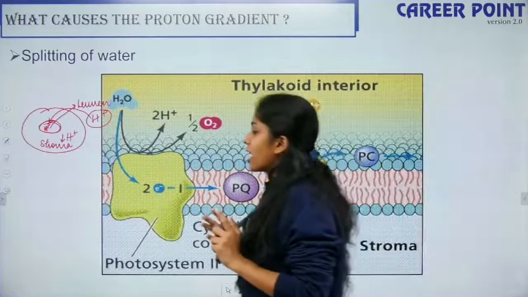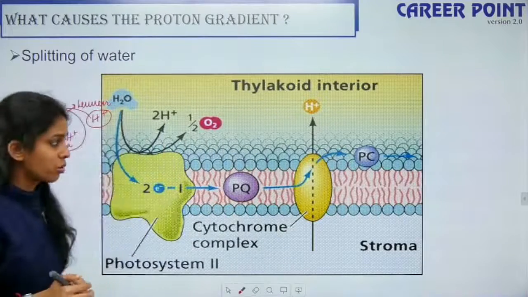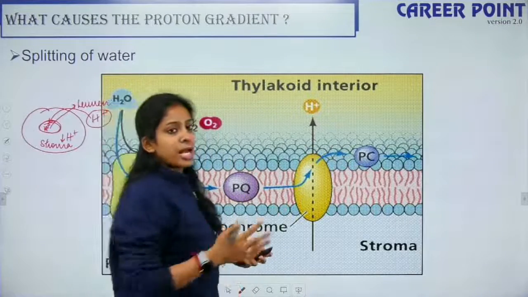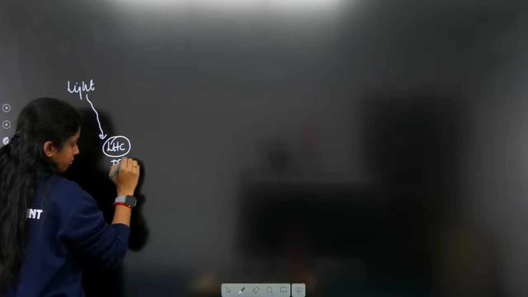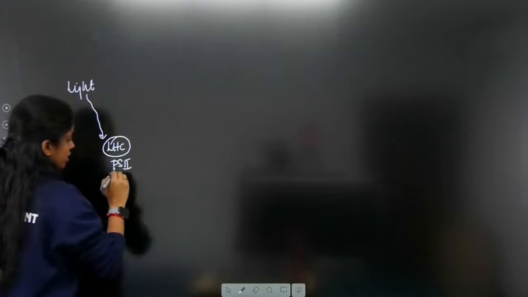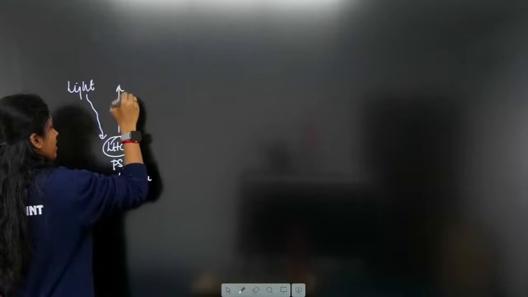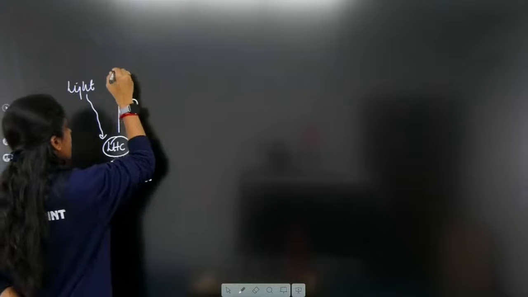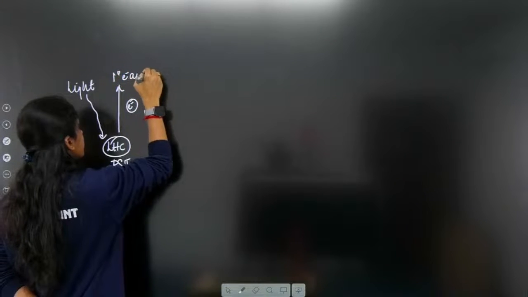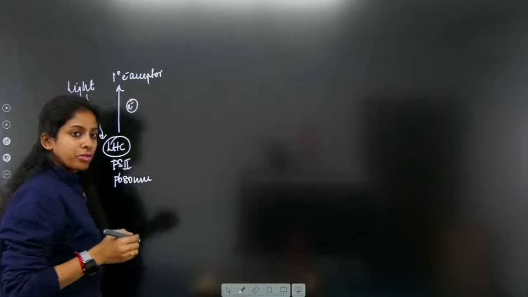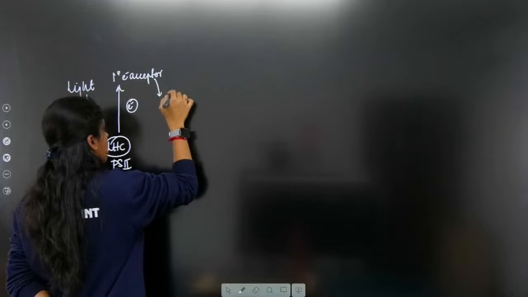Where does the splitting of water happen? In PS2, right? So how does it happen? To give you a quick idea, we have the light. Light falls on the LHC of PS2 first. This is at P680 nanometer. The electrons are excited, so the electrons move up. You have the primary electron acceptor, right? From here it comes to your ETS.